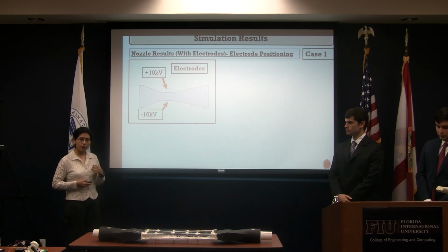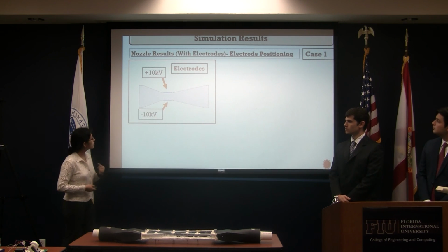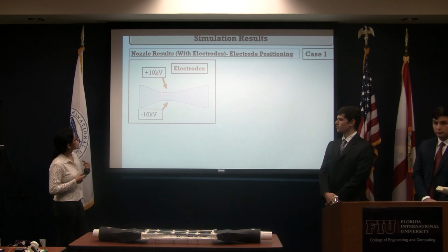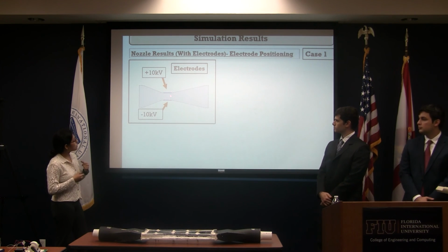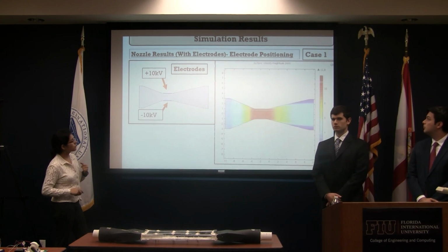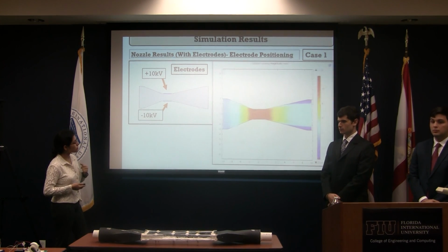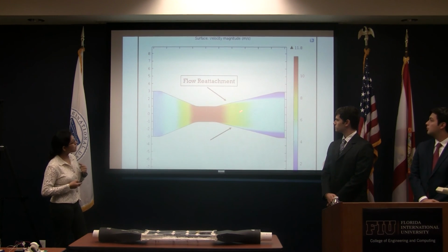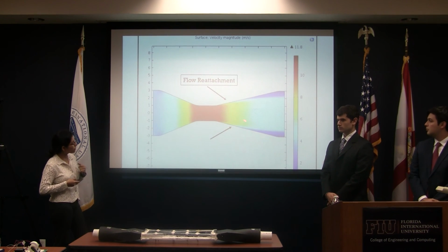Next, we proceeded to perform the simulations with the electrodes included. We have here 10,000 volts applied to the first electrodes here on the upper wall and minus 10,000 volts on the electrodes on the lower wall. Here you can see the simulation results, and you can see how flow reattachment is occurring at this region.